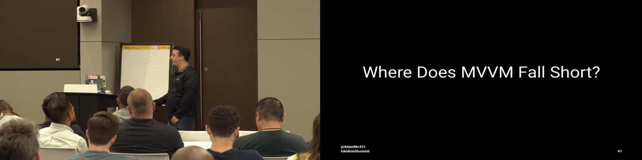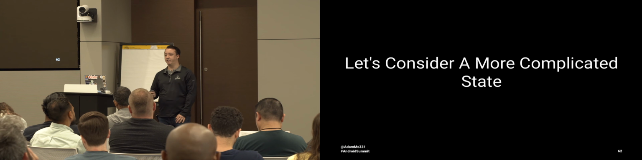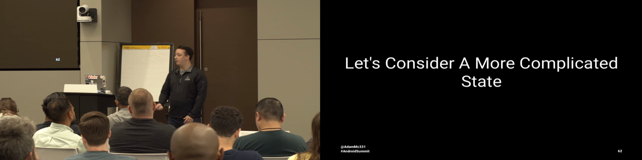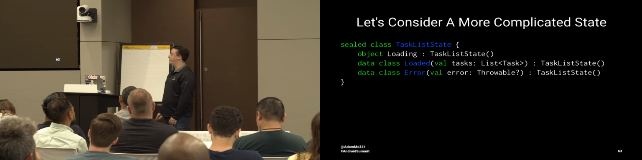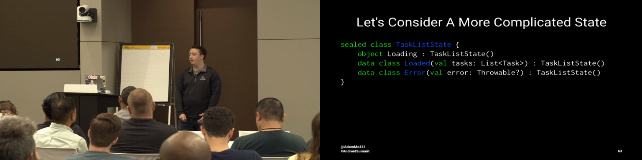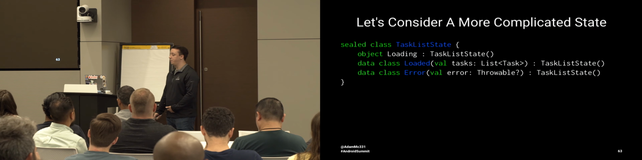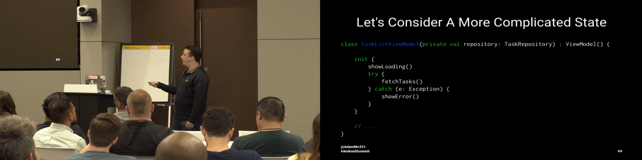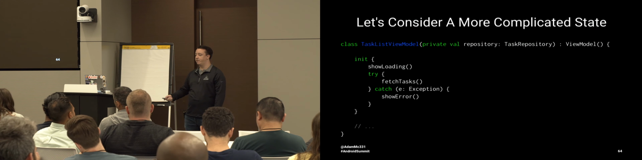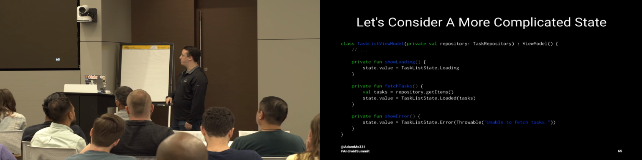This is a pretty tricky problem to answer. So let's start by considering a more complicated state than just displaying a list of tasks. So here, let's say I'm fetching the tasks from somewhere, and I have three options for my state. I could be in a loading state, could be loaded with a list of tasks, or I could have had some error that happened. So if I want to implement something like this, I will update my view model so that when it initializes, I'm going to show the loading state. I'm going to try and fetch some tasks. And if any exception happens, I'm going to show an error. And these are what those methods would look like.